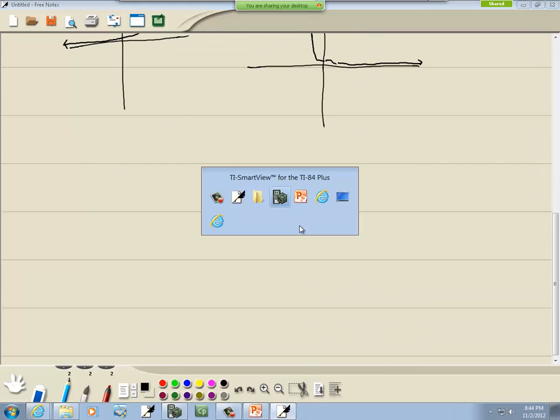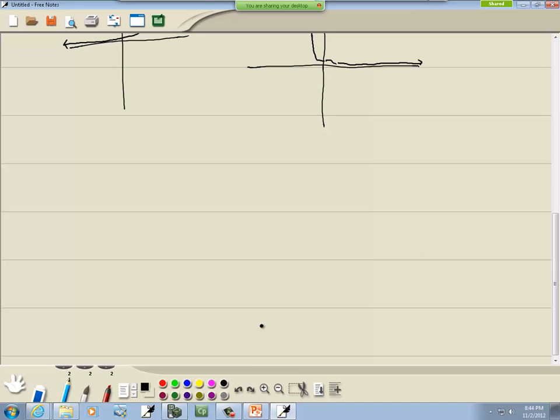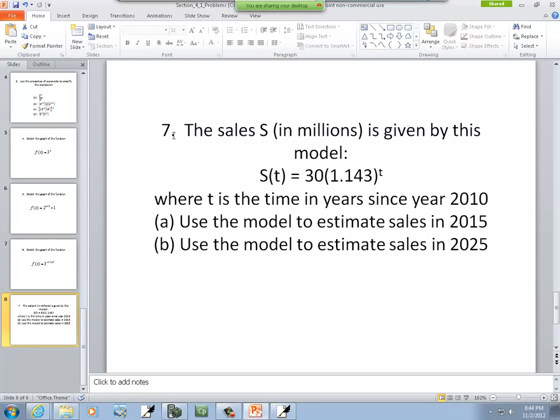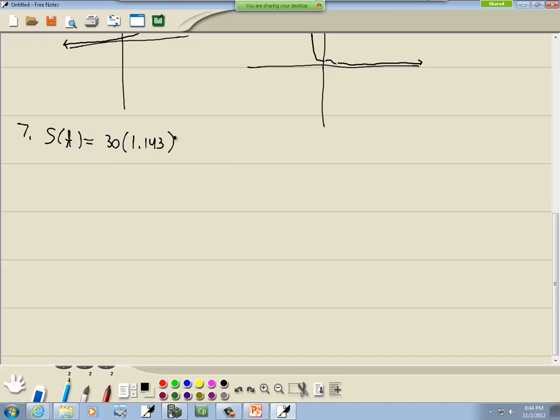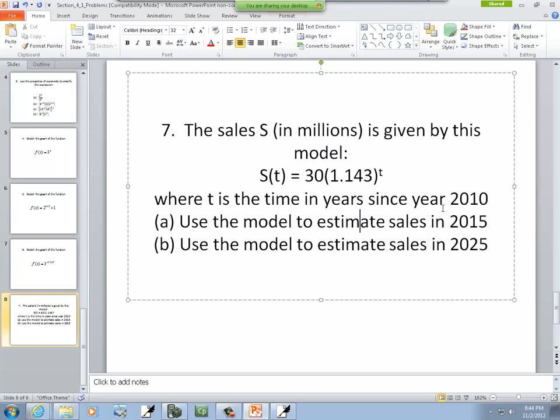Let's take a look at our last problem, see what it's asking for. We've got S of t is equal to 30 times 1.143^t. And it says the sales S in millions is given by this model, and t is the time in years since the year 2010.